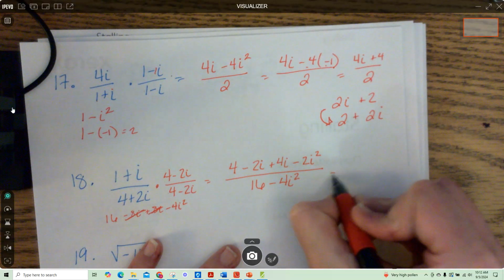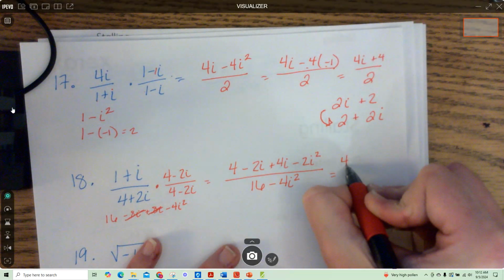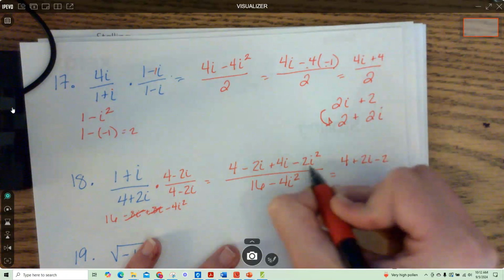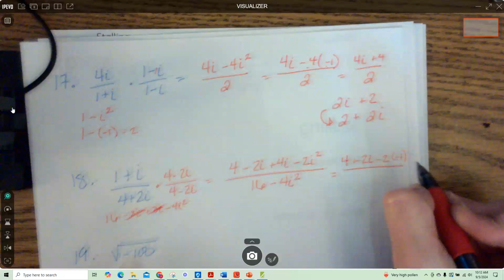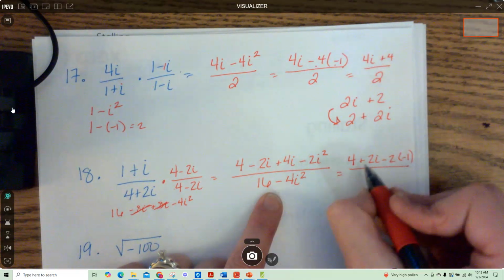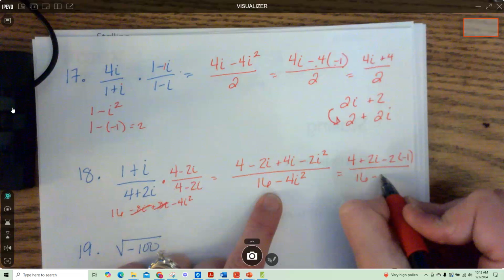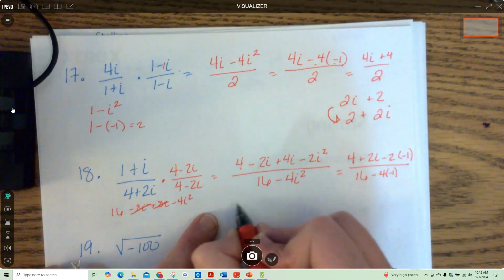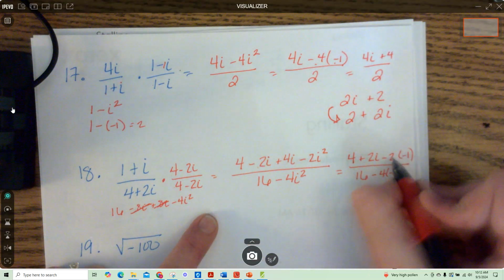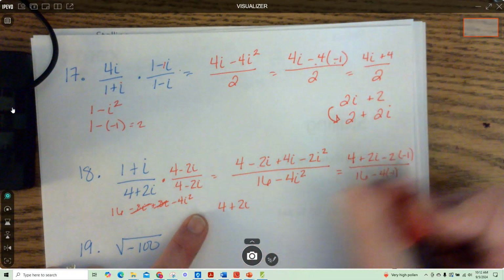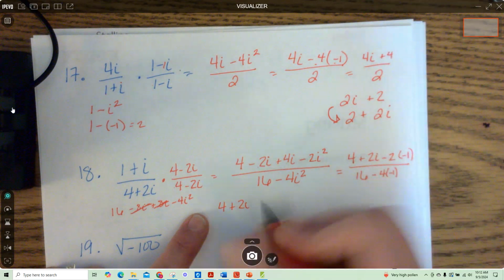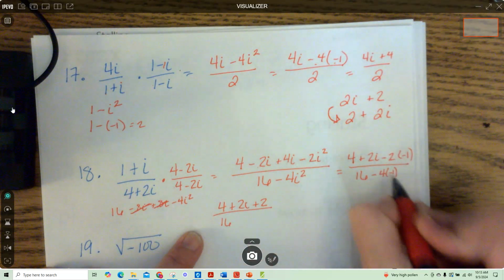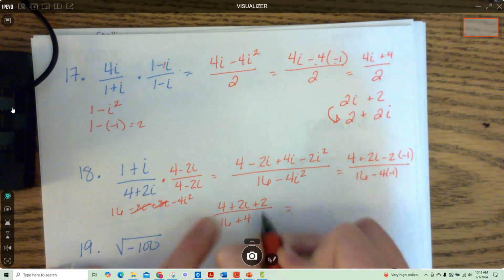Okay? So let's see here. We've got 4, and then negative 2i and positive 4i is a positive 2i. And then i squared is a negative 1. So I'm just simplifying little chunks at a time here. Then I've got 16 minus 4 times a negative 1. So I'm going to simplify again. I'm going to come down here. So 4 plus 2i. Negative 2 and a negative 1 make a positive 2. And then negative 4 times a negative 1 makes a positive 4.